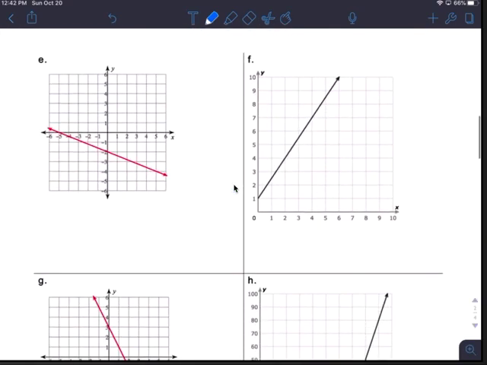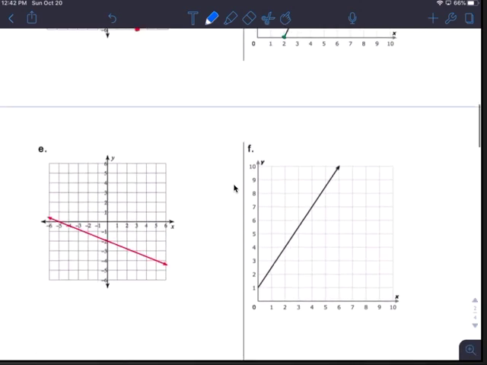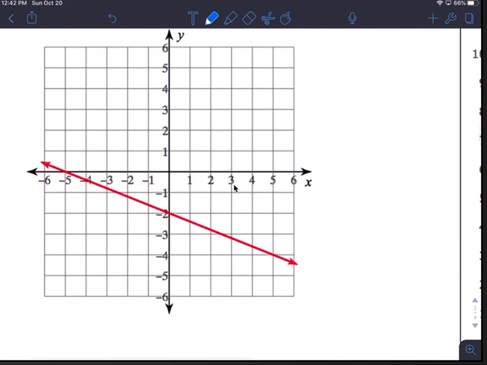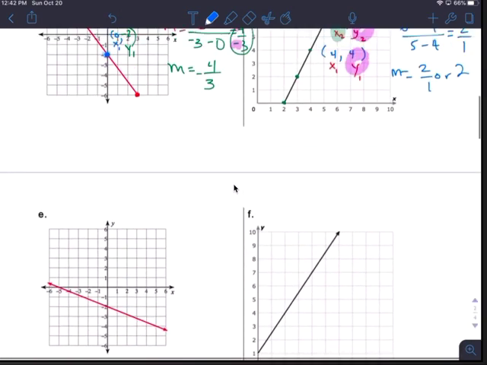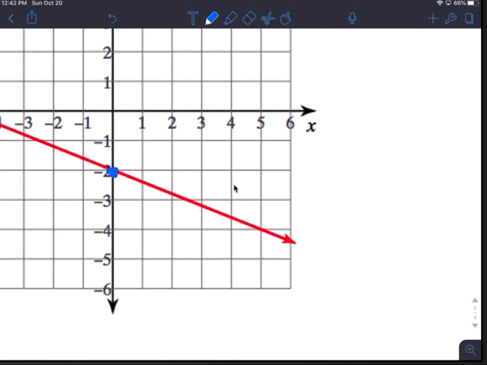Okay, next the same thing again. All these are all the same. Okay, I would start with 0. This is 0 there. 0, negative 2. I can choose that point, yes.